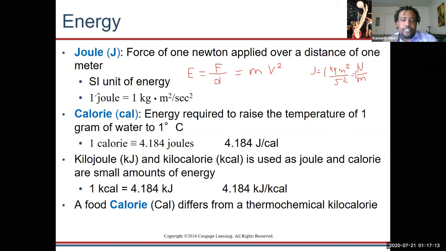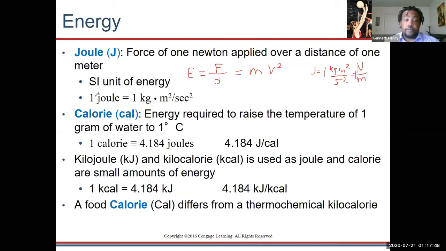So if you're changing a degree Kelvin or a degree Celsius, it's just that 1 degree change for 1 gram of water. Okay, so that's what a calorie is going to be equal to: the energy that it takes to get that 1 degree change. So 1 calorie is equal to 4.184 joules. Or we could say 4.184 joules per calorie. Okay, we get that nice little conversion going on there.